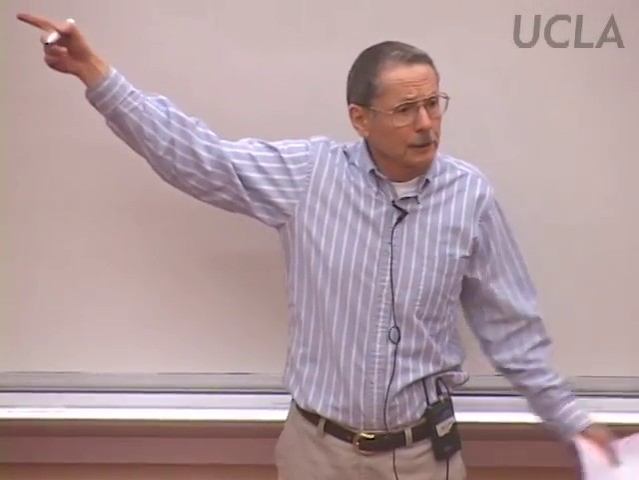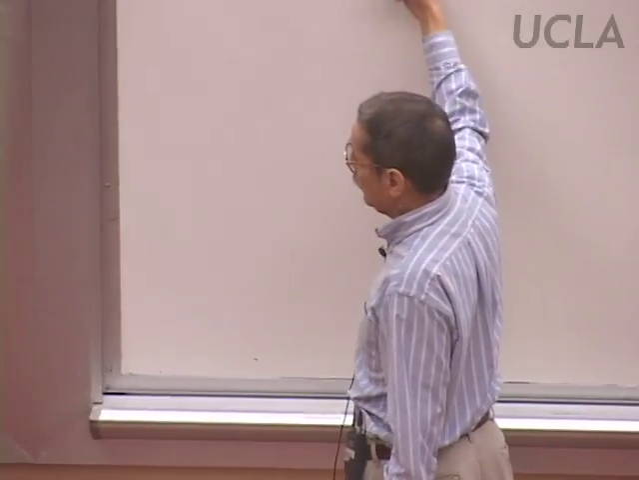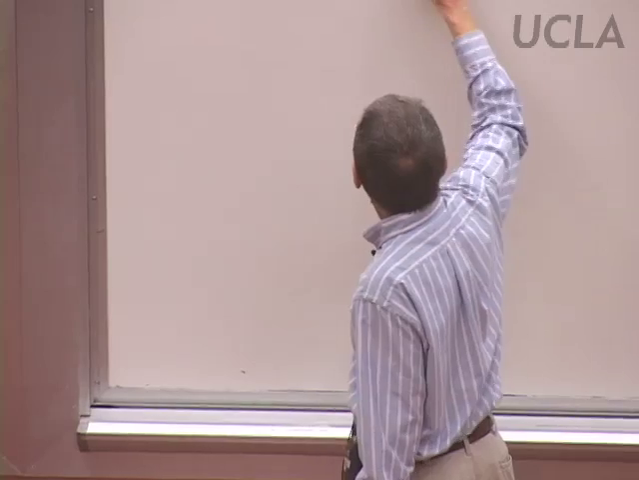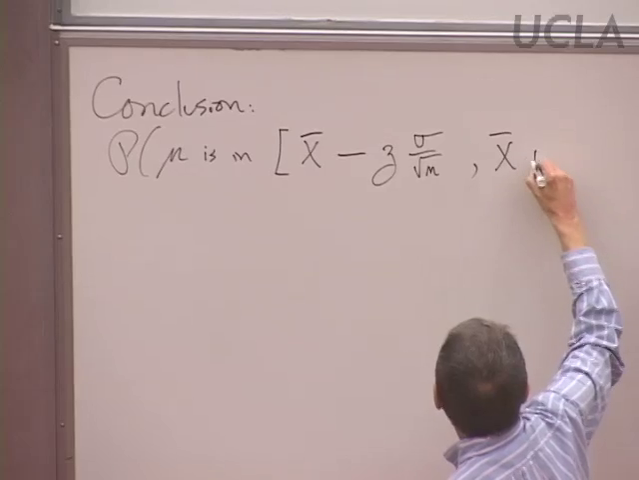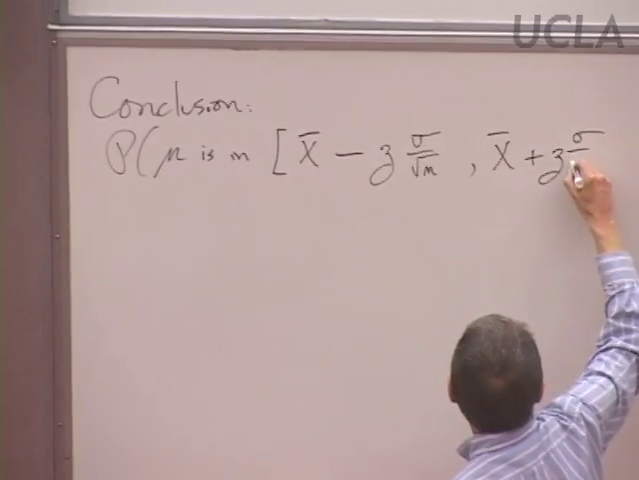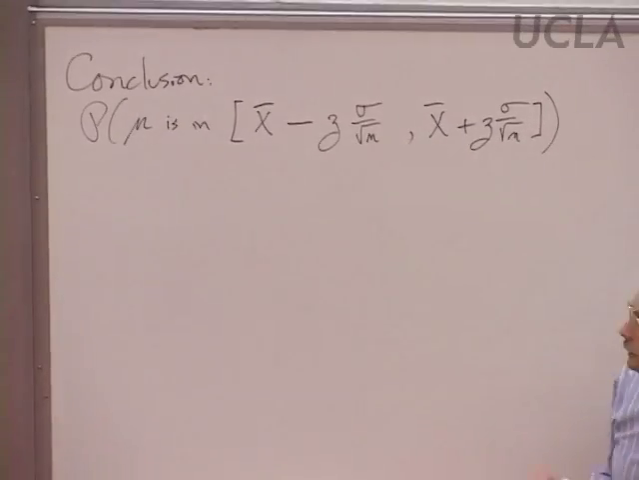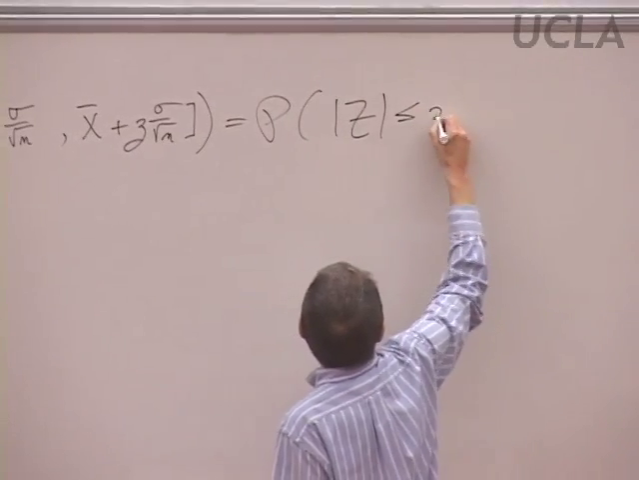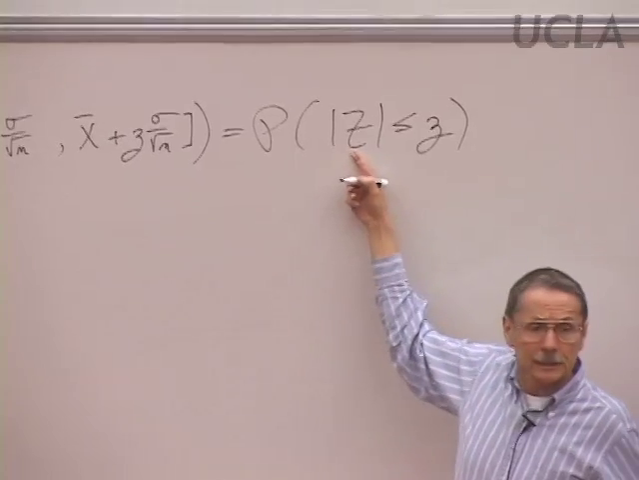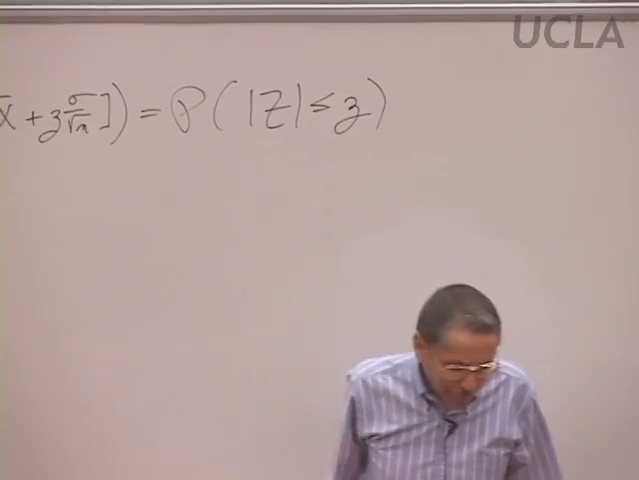Okay, so we had that the probability that the mean mu is in the interval x bar minus z sigma over the square root of n, up to x bar plus z sigma over the square root of n. The probability that mu lands in this interval is the probability that something with a standard normal distribution, well, we know all about that, is between minus z and z.